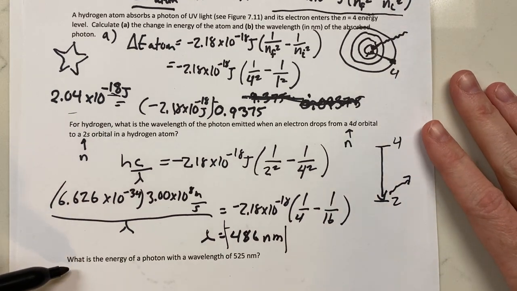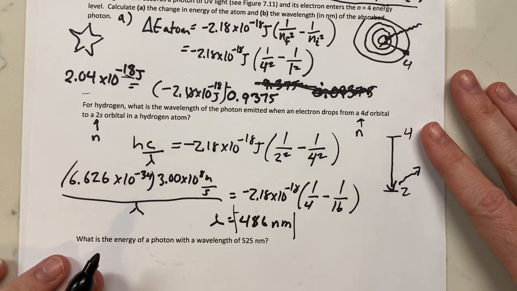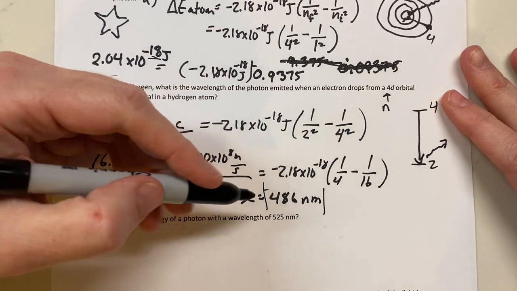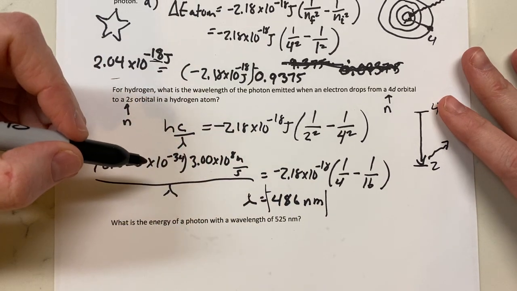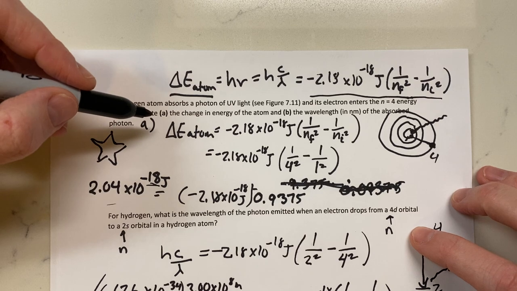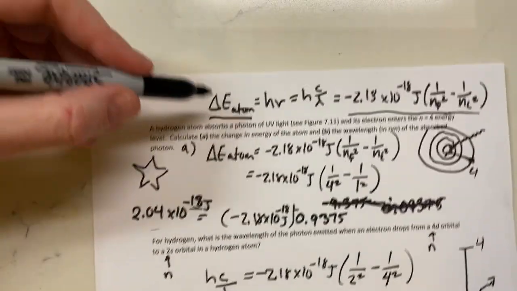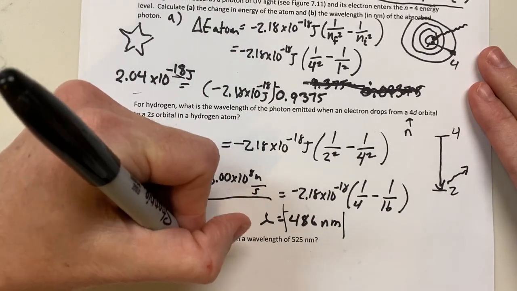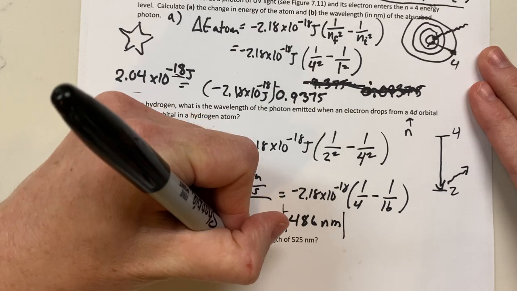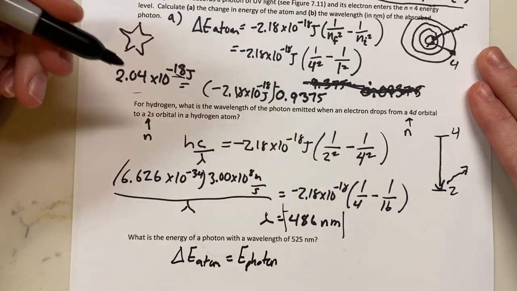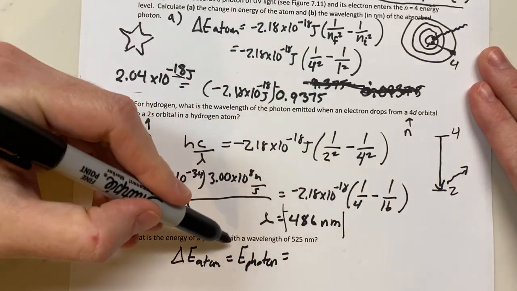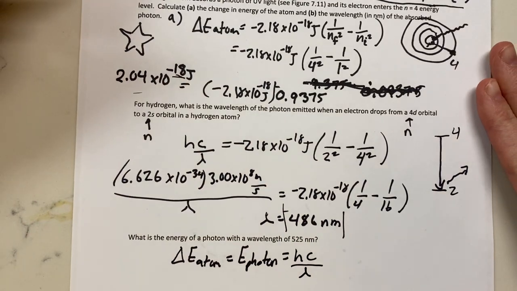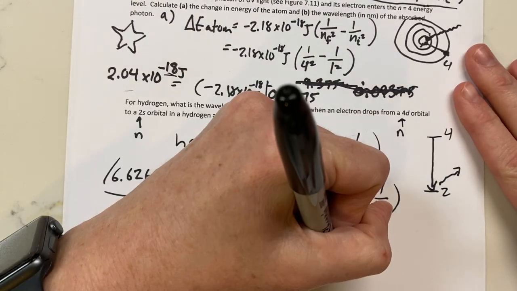All right, so what is the energy of a photon with a wavelength of 525 nanometers? The energy of a single photon with a wavelength of 525 nanometers, if we go and look at our master equation, we're looking for energy. And if we can figure out the energy of an atom, we can figure out the energy of that individual photon. So change in energy of an atom, which would actually be equal to the energy of a photon, you could even write it that way, equals hc over lambda. And essentially we're just going to solve for this.